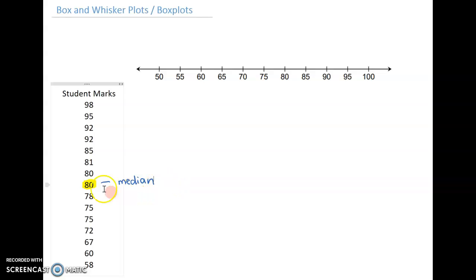Now the median splits the data in half. So we have 7 student marks above and 7 student marks below. If we look at the lower data, we have 7 marks, and now we're looking for what we call the lower quartile, or Q1. And that is represented by the median of this data. And the median of this data is number 72.